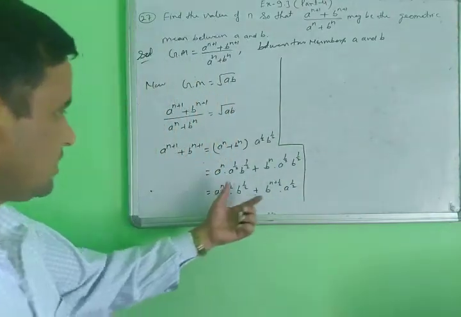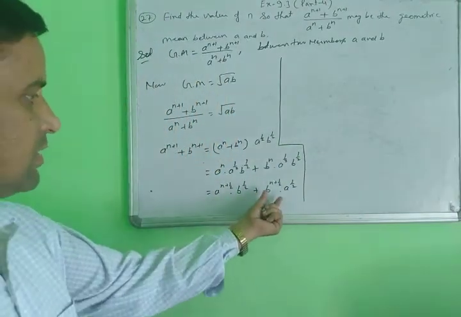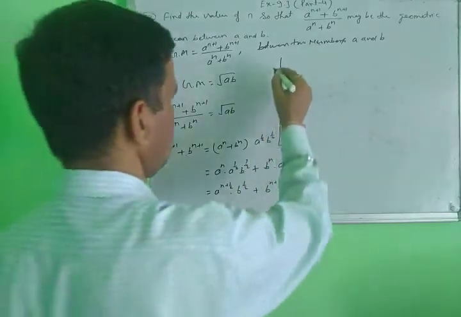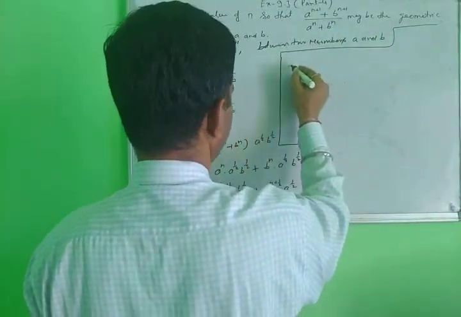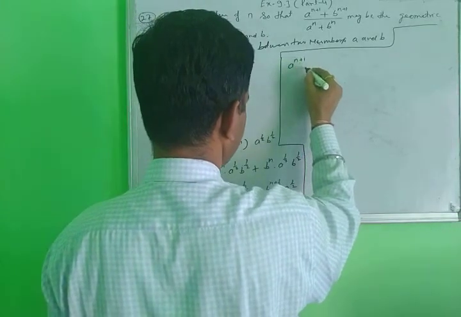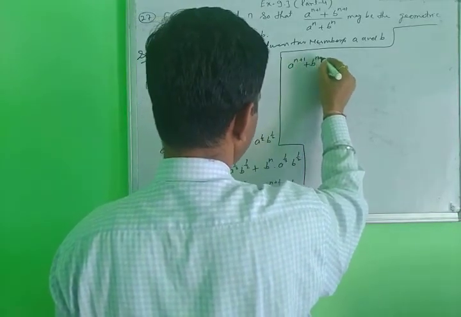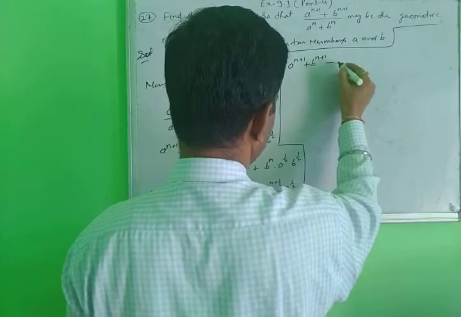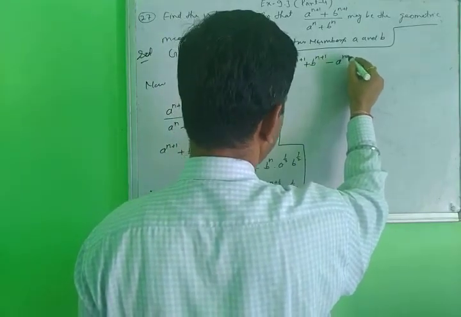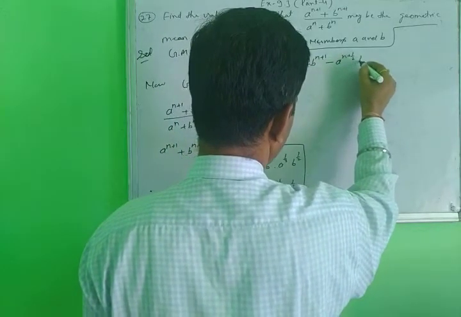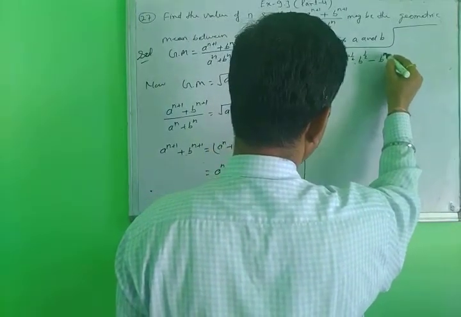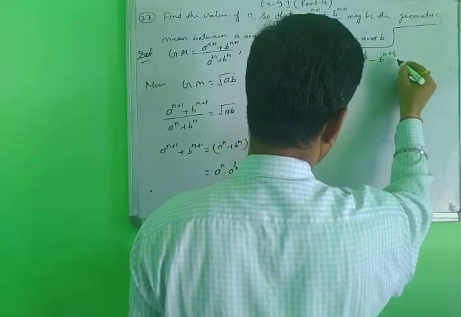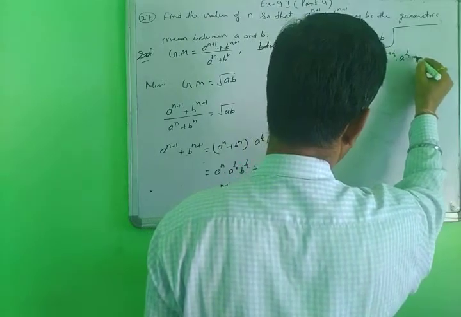You will be transposing this to the left side, both the terms. So now a^(n+1) + b^(n+1) − a^(n+1)/2 · b^(1/2) − b^(n+1)/2 · a^(1/2) = 0.